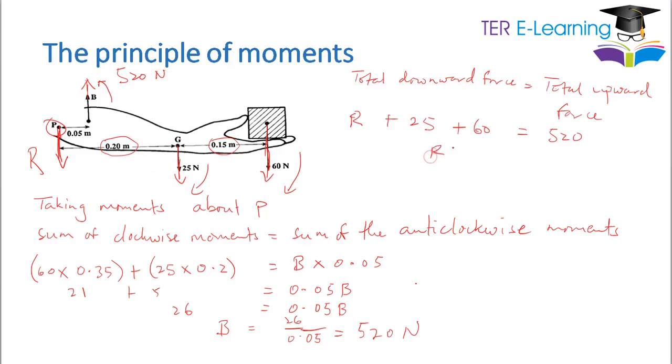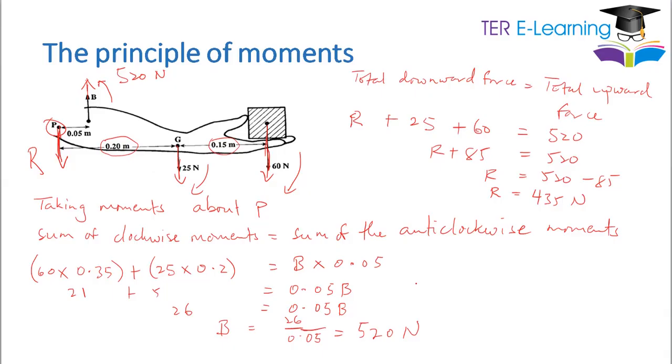So therefore R plus 85 equals 520. So therefore R is equal to 520 minus 85. So therefore R is equal to 435. So R is 435 newtons. Hopefully my answers are correct. You can always double check for me.